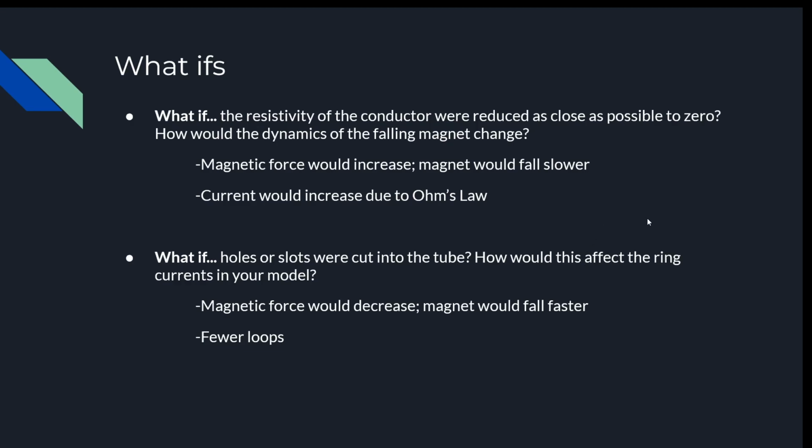So for the question, what if the resistivity of the conductor were reduced as close to zero as possible? Well, the magnetic force would increase and the magnet would fall slower, and the current would increase due to Ohm's law. And what if we were to cut holes or slots into the tube? How would this affect the ring currents in your model? Well, there would be fewer loops, so the magnetic force would decrease and the magnet would fall faster.